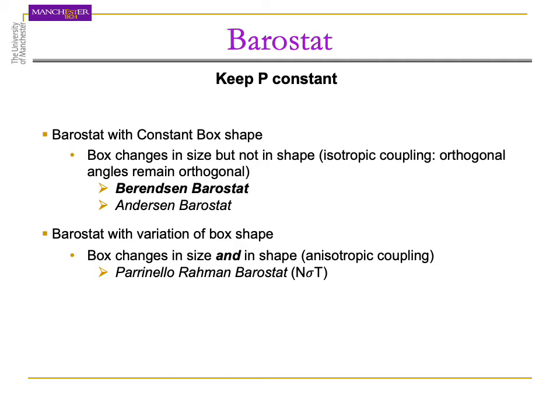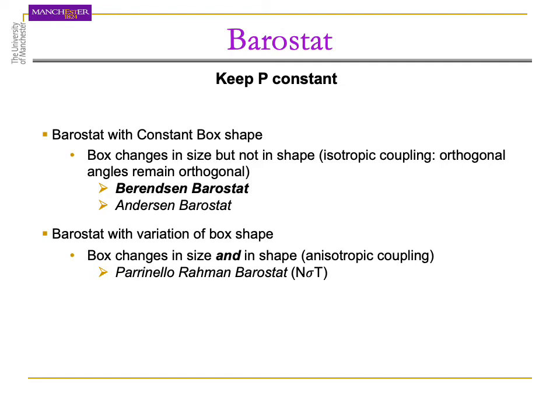The second class is composed by barostats, where we have a variation of the box shape as well as the volume. In this case, we talk about barostats with anisotropic coupling, and that means that if we start with a cubic box, we end up with a more general triclinic box where the final edges are different from the starting ones, therefore the volume is different, but also the angles can be different.